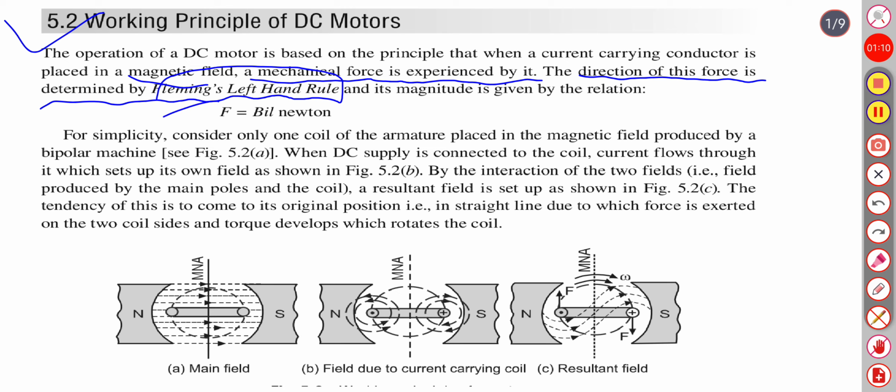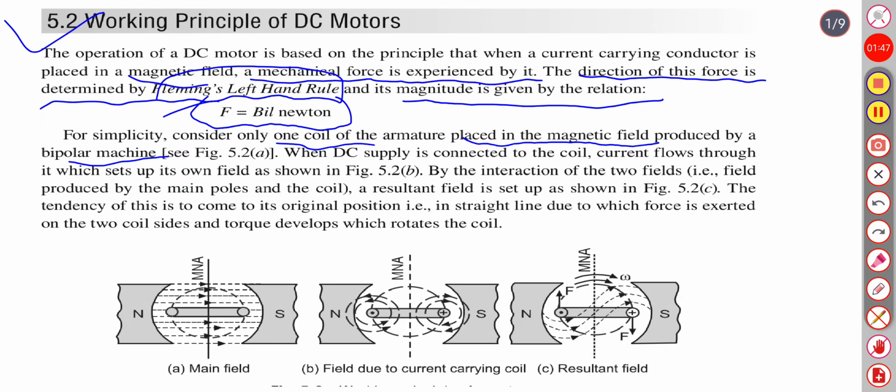Its magnitude is given by the relation F equals BIL Newton. The force experienced by the rotor depends on B, the flux density of the field, I is the current flowing through the conductor, and L is the length of the conductor. For simplicity, consider only one coil of the armature placed in a magnetic field produced by a bipolar machine.